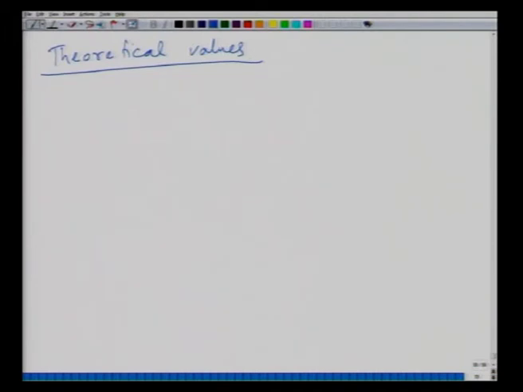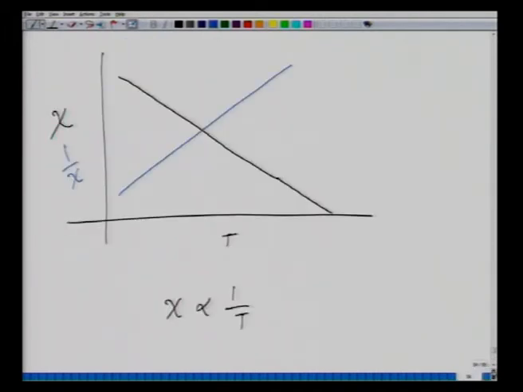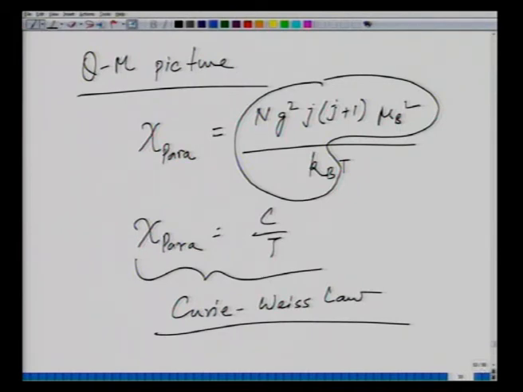You can see some of the theoretically derived values of magnetic moments. If you go to the previous slide, we wrote this chi para in terms of n g squared j into j plus 1 mu B squared by kT, and this j is put into the expression because it not only gives you a quantized picture, but also helps in separating the contributions from completely orbital and completely spin contributions, because j will take the value of the spin quantum number when it is spin contribution. It will take the value of the orbital quantum number when the orbital moment is dominating.